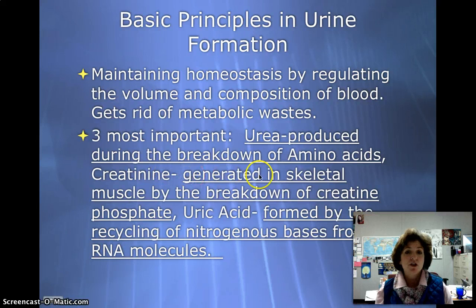creatinine, which is generated in skeletal muscles by the breakdown of creatine phosphates, and uric acid, which is formed by the recycling of nitrogenous bases from RNA molecules. So all those extra bases.